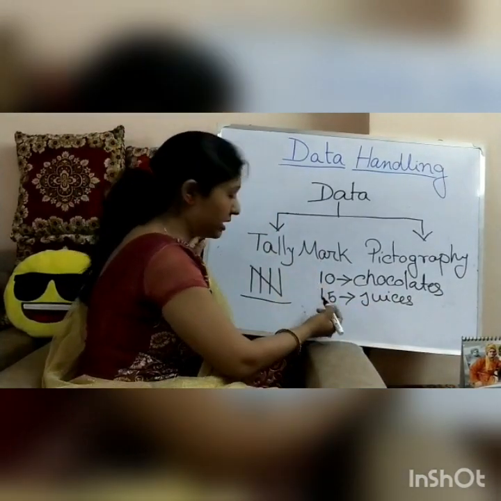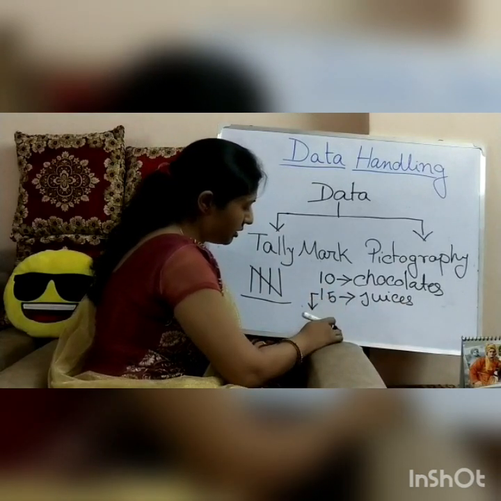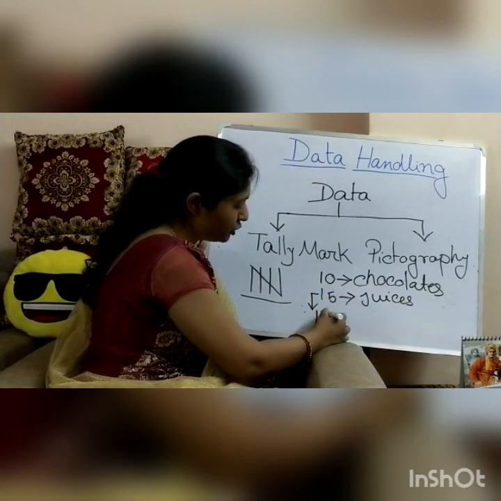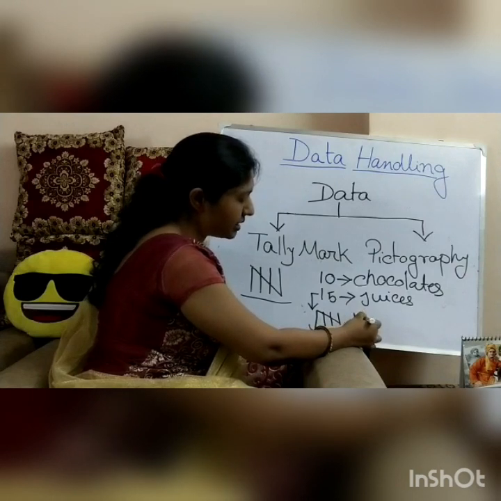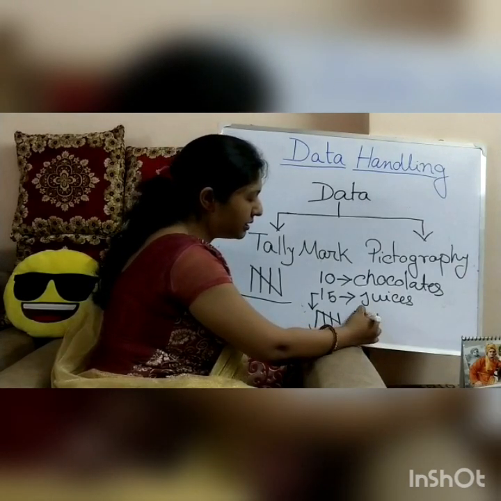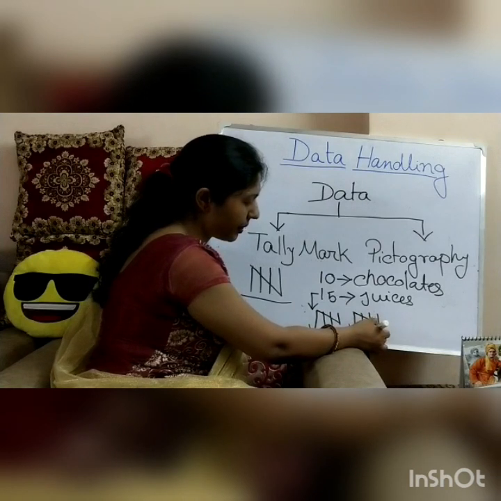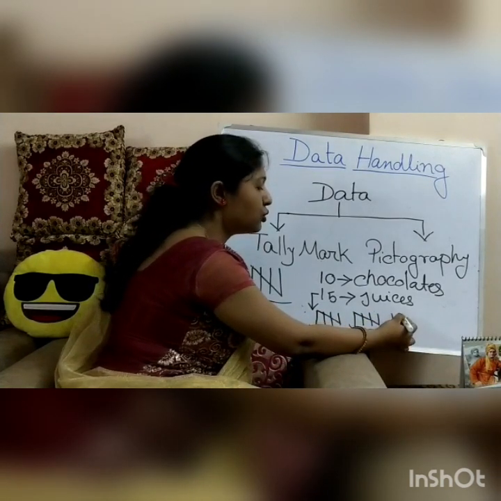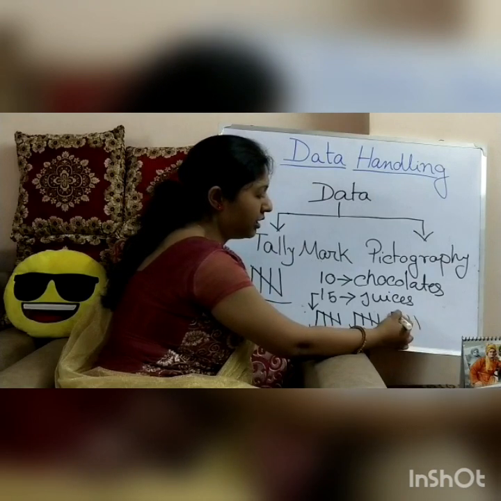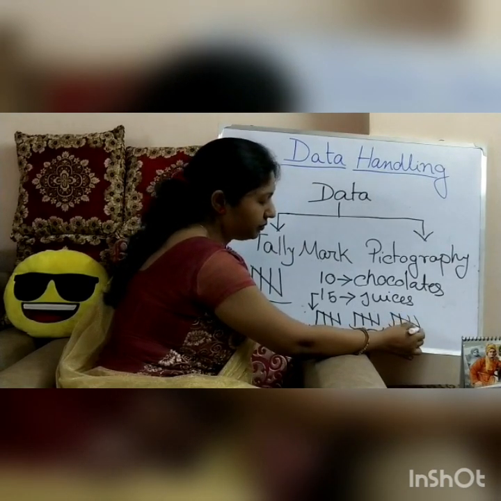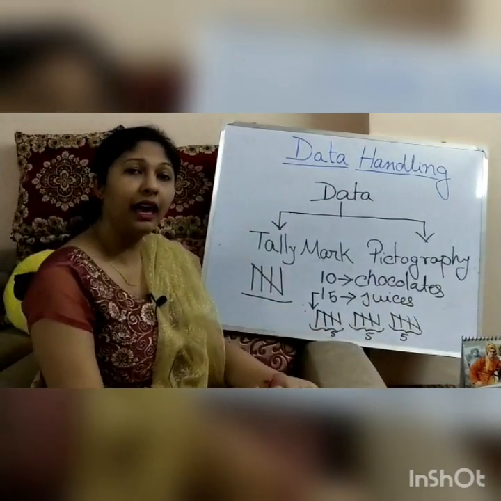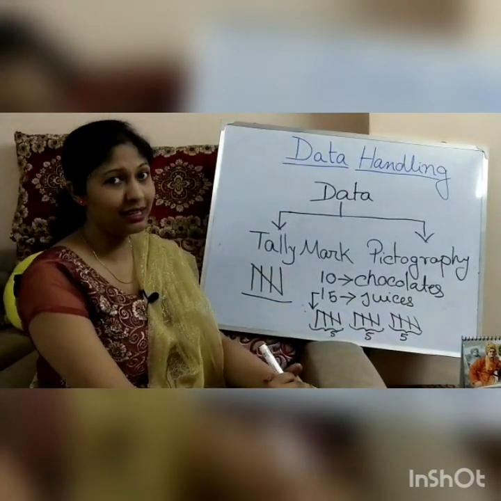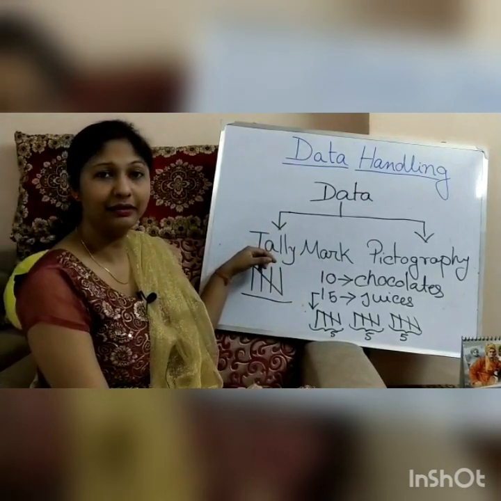Same way, for 15 juices he writes down like 1, 2, 3, 4, 5, 6, 7, 8, 9, 10, 11, 12, 13, 14 and 15. So, this is the way we can store all data by using tally marks.